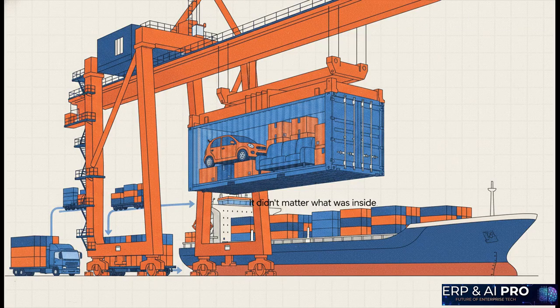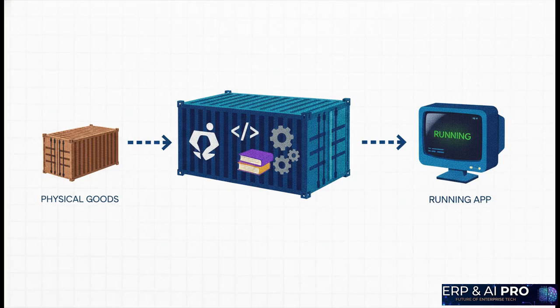But then, somebody had this super simple but totally revolutionary idea, the standard shipping container. And just like that, it didn't matter what was inside, could be furniture, could be food, could be cars. As long as it was inside that standard metal box, you could put it on any ship, any train, or any truck in the world. No surprises. And that, right there, is exactly what Docker does, but for software.